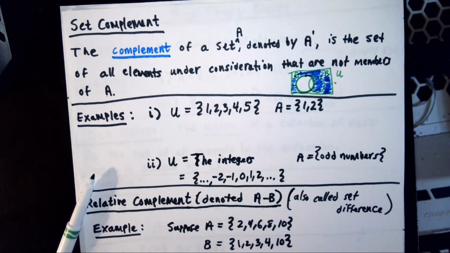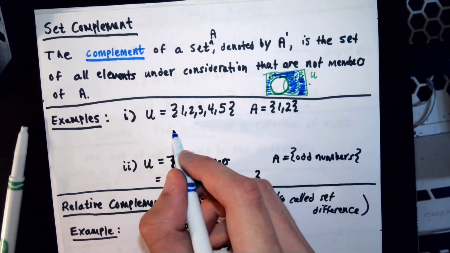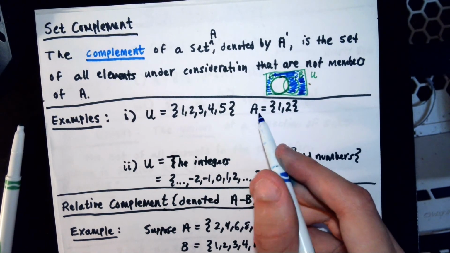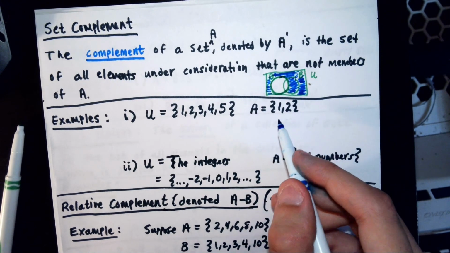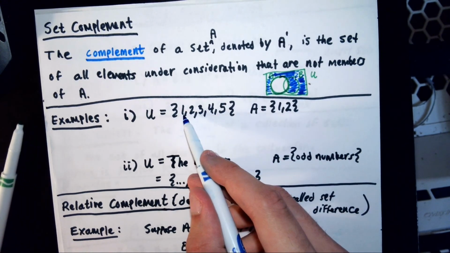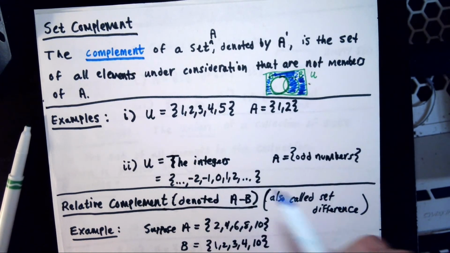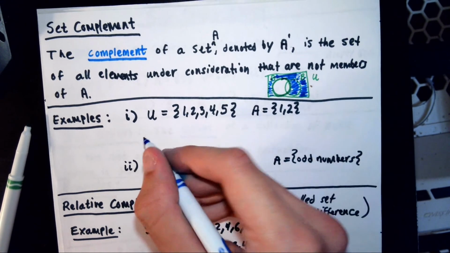Next, let's get into an example. Let's suppose that our universal set is the set 1, 2, 3, 4, and 5, and let's suppose that A here is the set 1, 2. So we're considering all the integers between 1 and 5 inclusive: 1, 2, 3, 4, 5. And we're going to write out what A complement is.